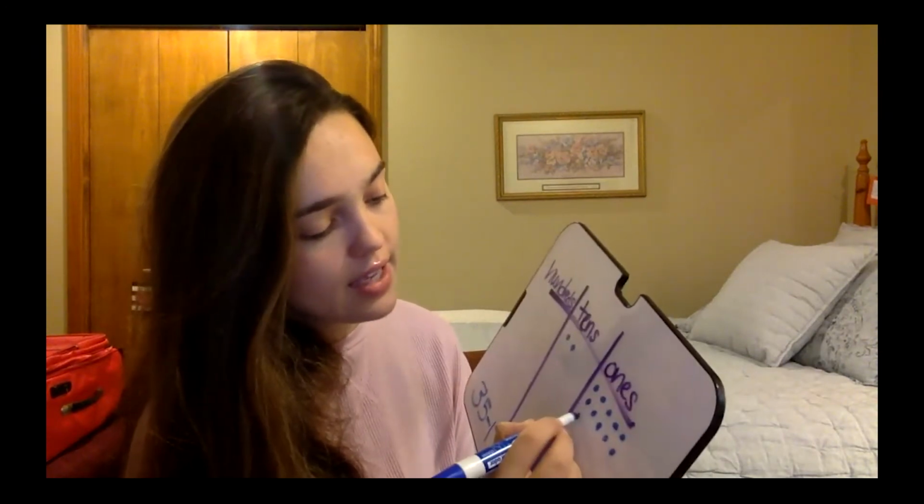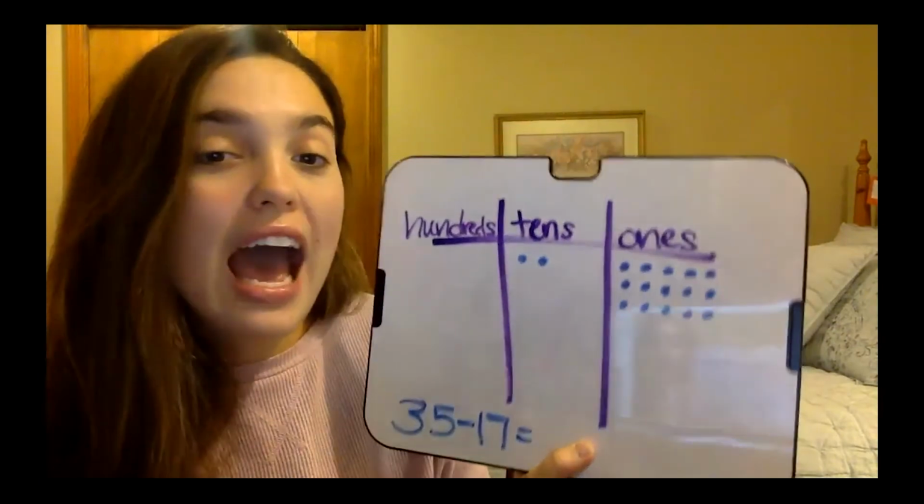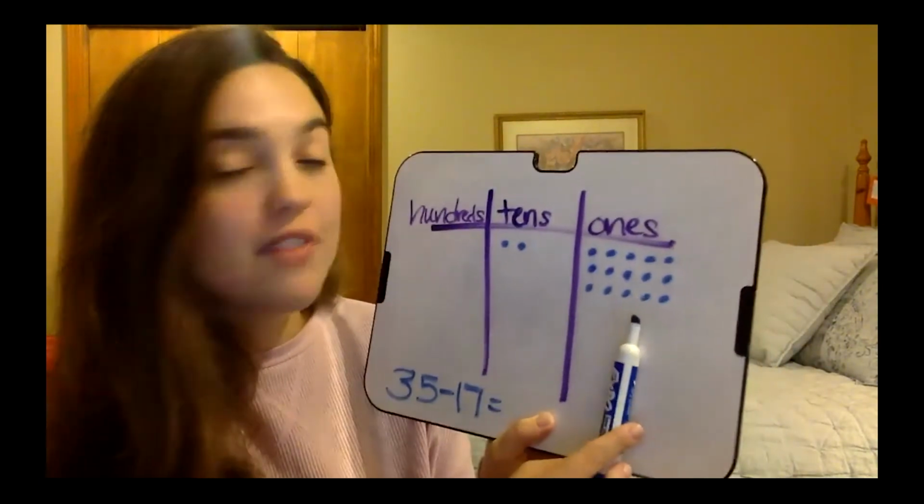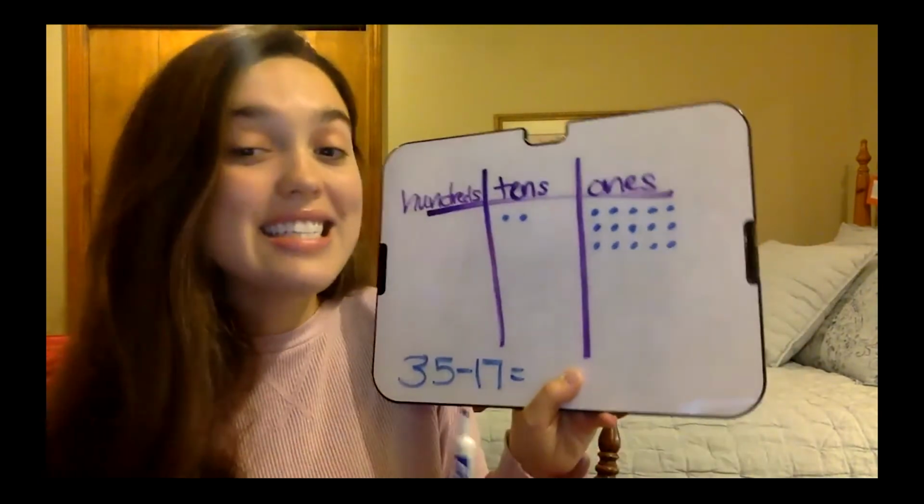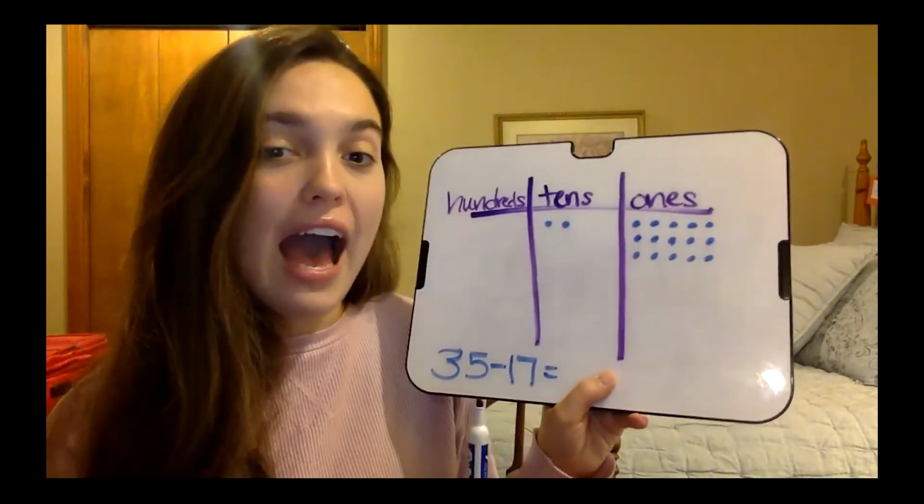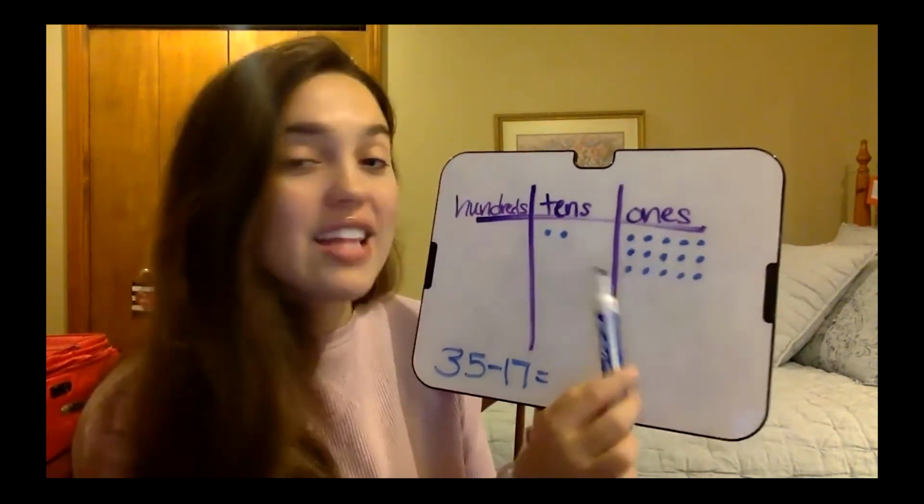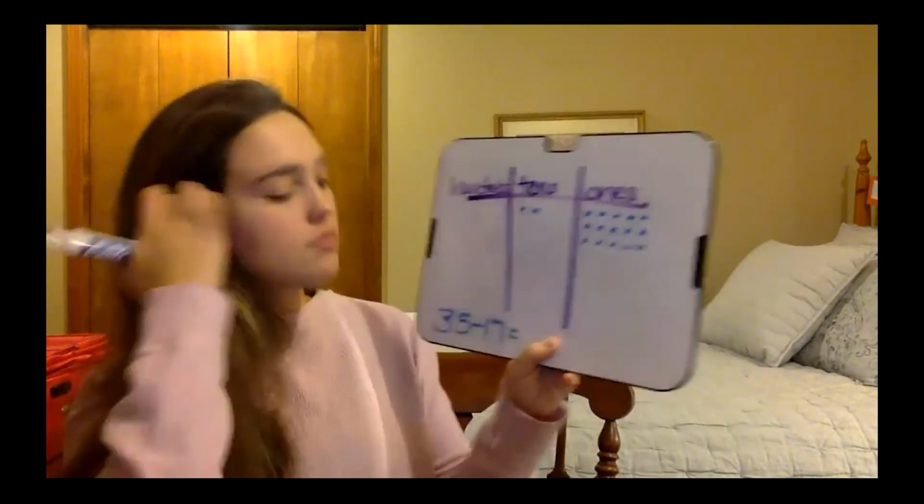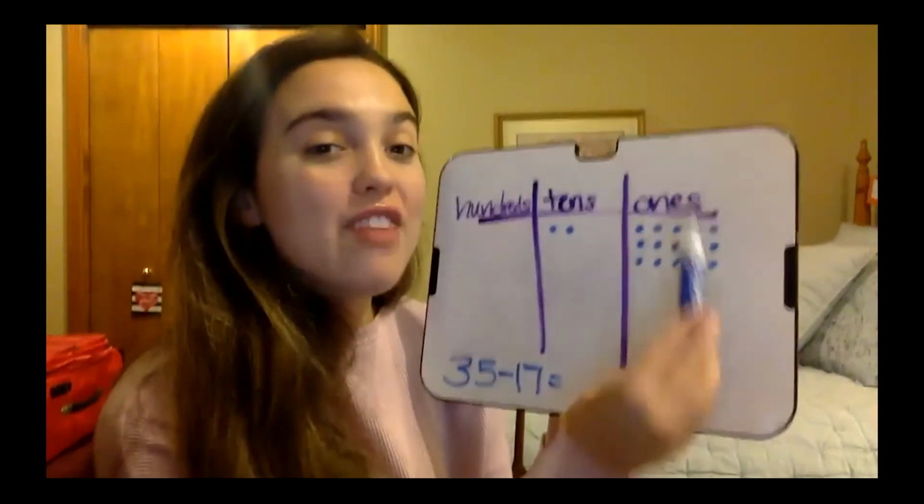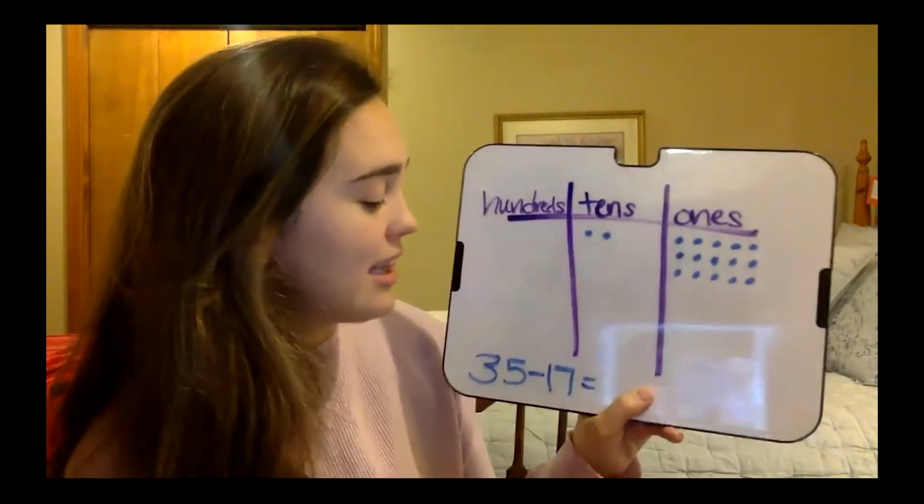1, 2, 3, 4, 5, 6, 7, 8, 9, 10. All right, so now we have 2 10s and 15 ones. That still equals 35. We just made it so that we had enough ones to take away. Okay, now that we have enough ones in our ones column, let's look.